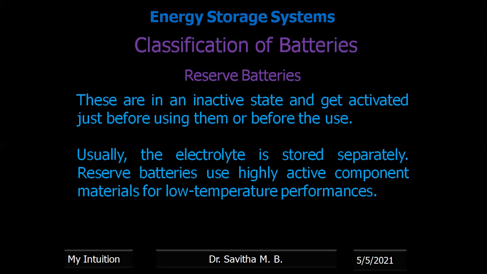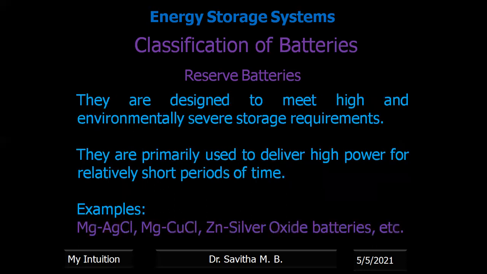There are certain batteries in which the electrolyte should be in the molten state. Then all these inorganic salts are already kept in the battery, and you just have to heat it. When you heat it, it gets converted into the molten state. Only in the molten state can it be used. Okay, these are called reserve batteries. Usually, in reserve batteries, the electrolyte is stored separately or isolated, and the battery can be used only when the electrolyte is present. Reserve batteries are mainly designed to meet high and severe environment storage requirements. For example, in space, we don't know what the environment there is. Therefore, there might be a chance that batteries undergo self discharging very soon. So in that case, we need to take reserve batteries.